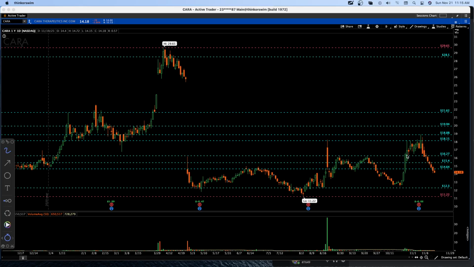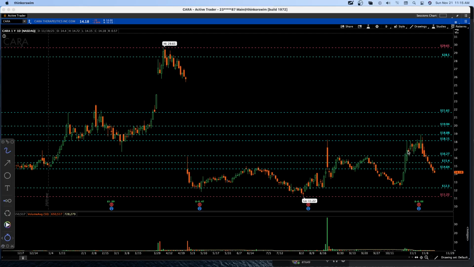Or if you want to be totally safe, you can just wait until the actual breakout happened on the daily chart, which was that candle right there, this candle, right? That's when it actually closed above that 1627. So it's totally up to you how you play it.